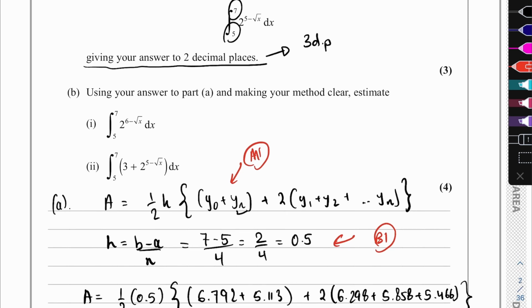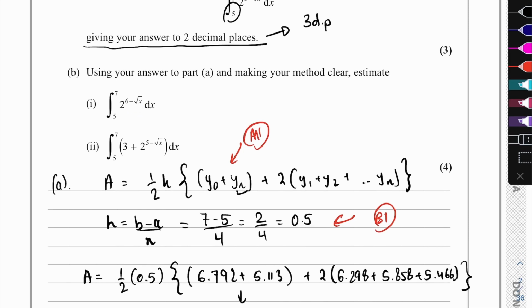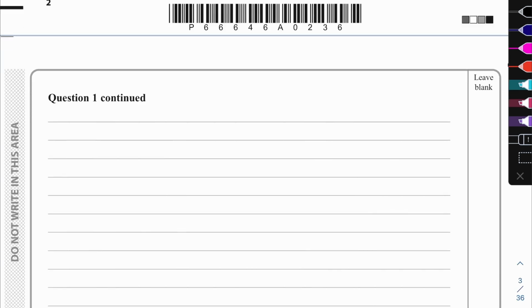Now let's look at part b(i). It says: using your answer to part a and making your method clear, estimate the integral of 2 to the power 6 minus root x. Now, if you remember the exponent laws, we can write 2 cubed as 2 to the power 2 plus 1, and that's the same thing as 2 to the power 2, which is 2 squared, times 2 to the power 1.